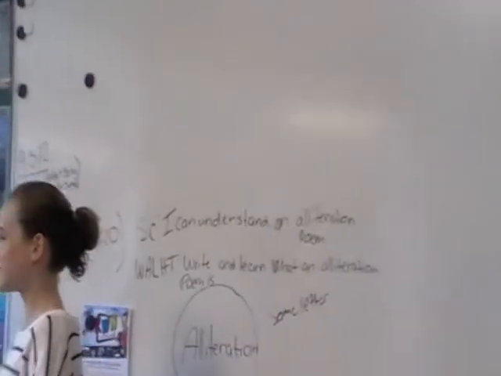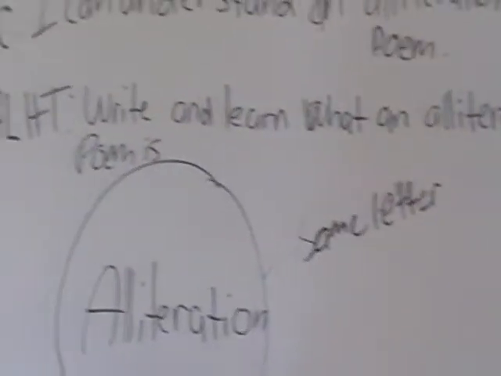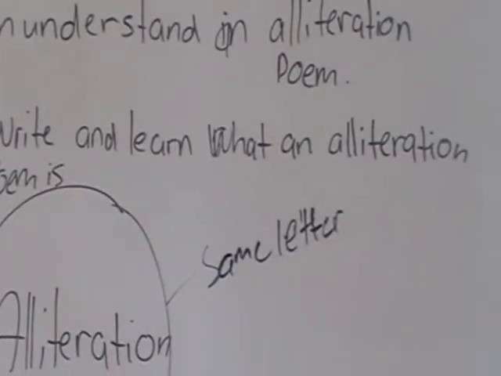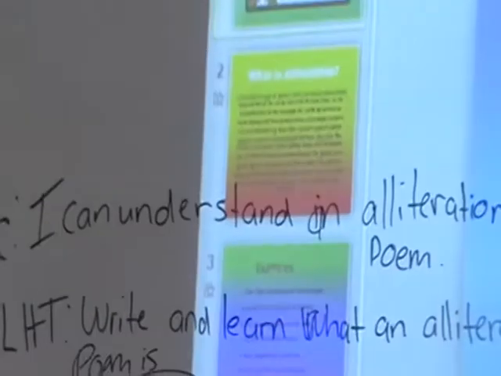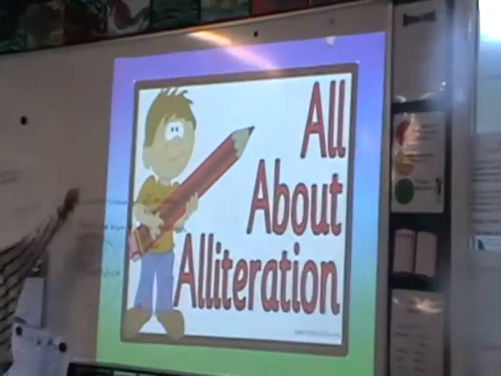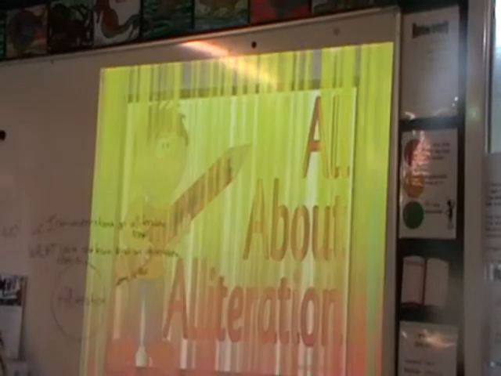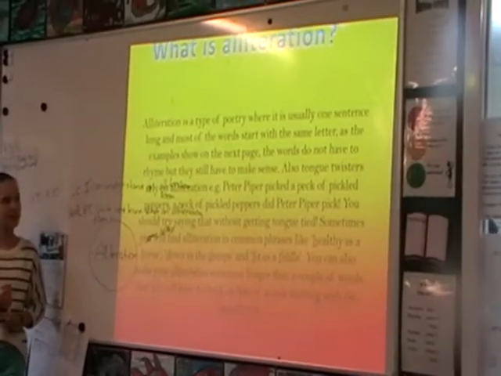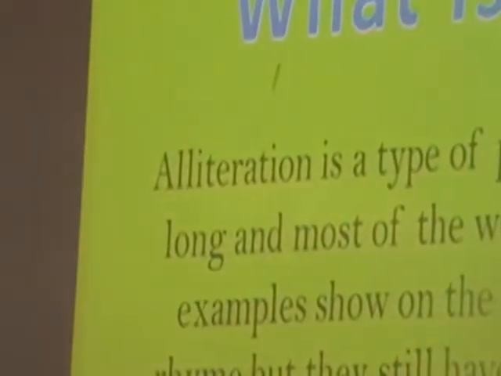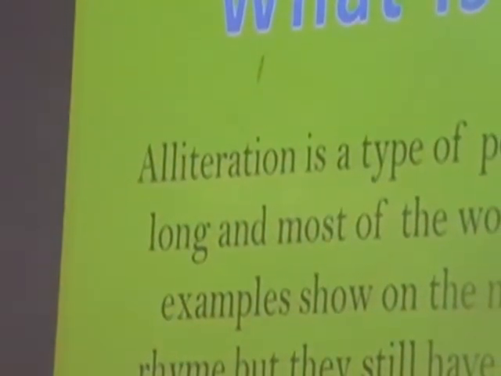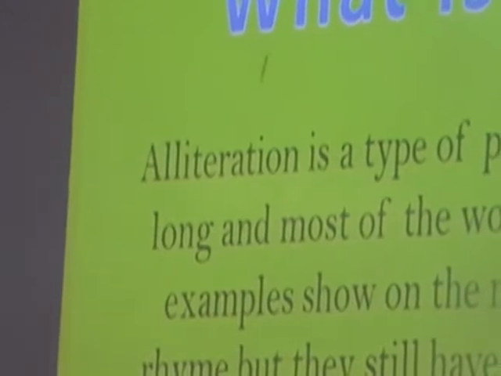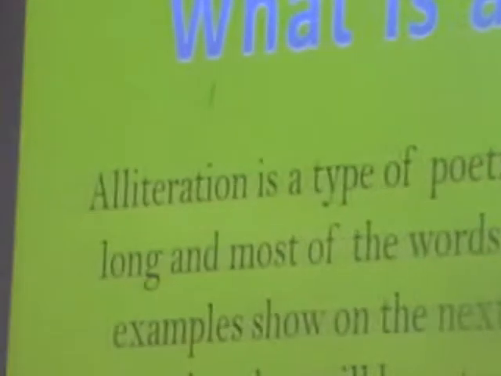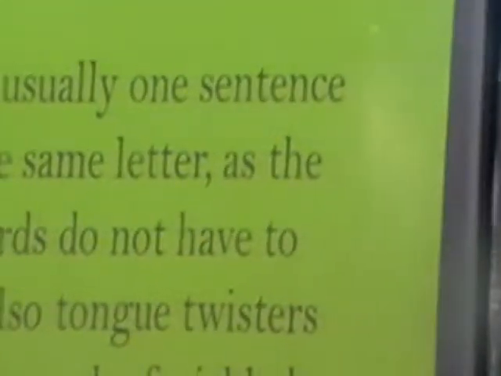Okay, so we have prepared a slideshow. We're learning all about alliteration. Who wants to read this? Okay, Ollie, can you read half of it up to the e.g., and then Ben, you can read after that. So, alliteration is a type of poem where it is usually one sentence long, and most of the words start with the same letter as the examples shown on the next page.